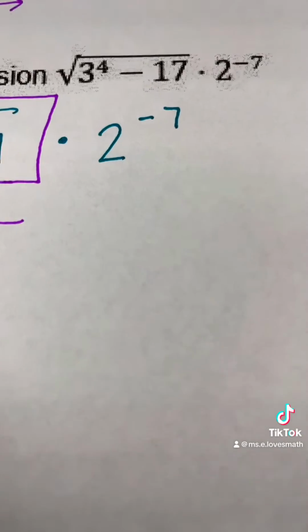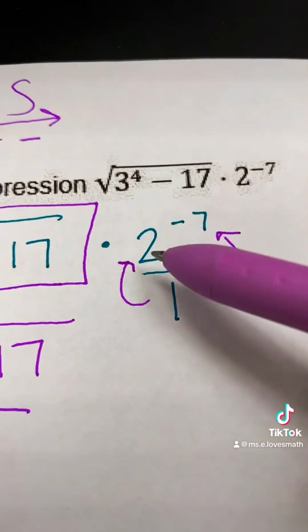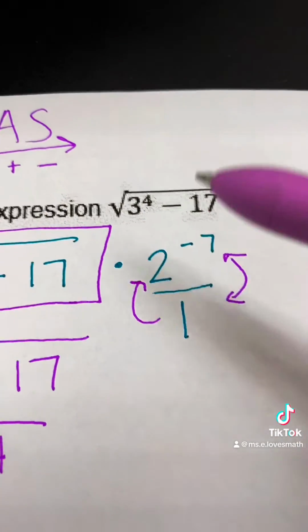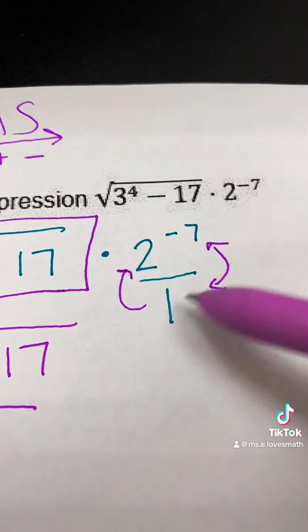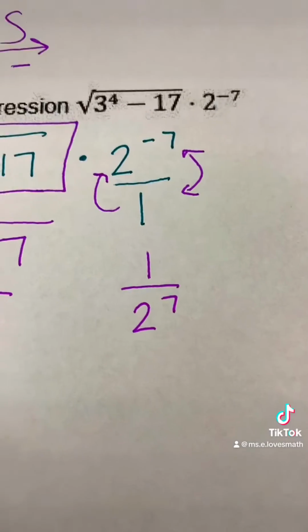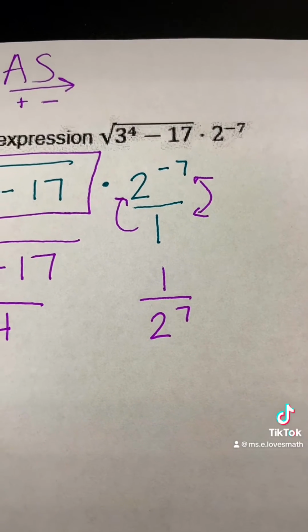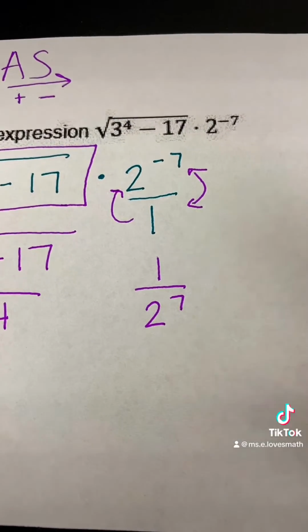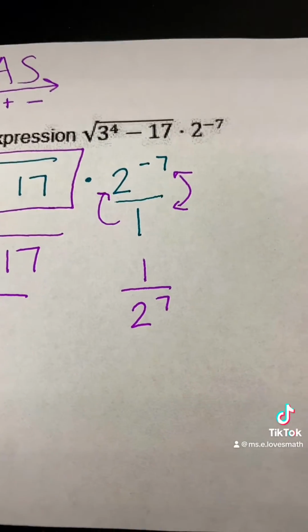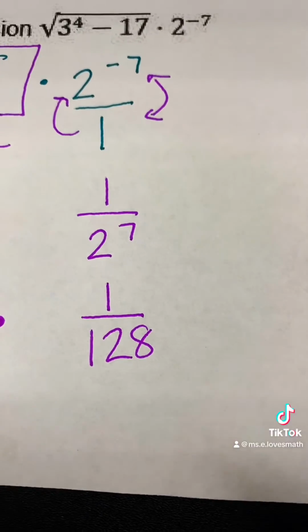Now let's focus our attention on 2 to the negative 7th. 2 to the negative 7th has a negative exponent. To get rid of the negative, we need to find the reciprocal and follow the negative rule for exponents. We can rewrite this as 1 over 2 to the 7th power, positive exponents now. Now we need to evaluate 2 to the 7th power. 2 to the 7th power is 128.